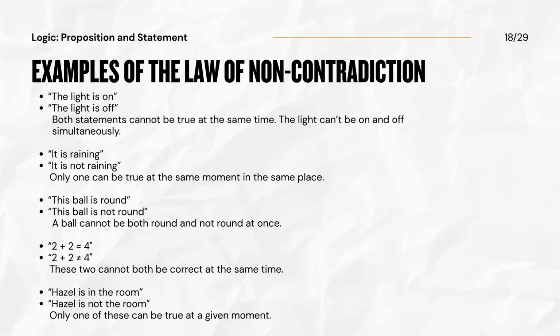2 plus 2 is equal to 4 and 2 plus 2 is not equal to 4. Hindi pwedeng parehong tama kasi magkasalungat sila. Hazel is in the room and Hazel is not in the room. So, in a particular place or time, isa lang yung totoo sa statement. Either si Hazel ay nandoon or wala. So, the law of non-contradiction simply tells us that two opposite statements cannot be true at the same time. It keeps our reasoning consistent and helps us identify what's true and what's false.